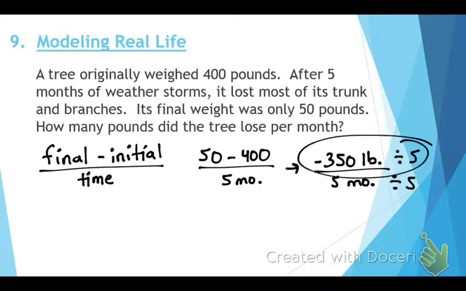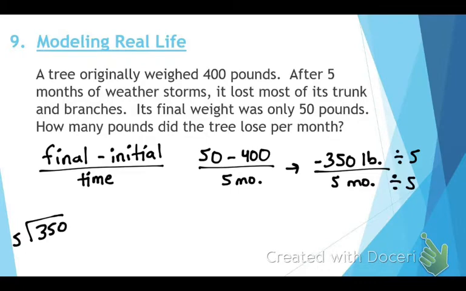If you don't know how to do this in your head, just off to the side, 350 divided by 5. Guys, what do you get when you do that? 70 pounds per month. However, I heard some people say, listen, if I've got one negative number there, my answer has to be negative. So the answer should be negative 70 pounds per month.